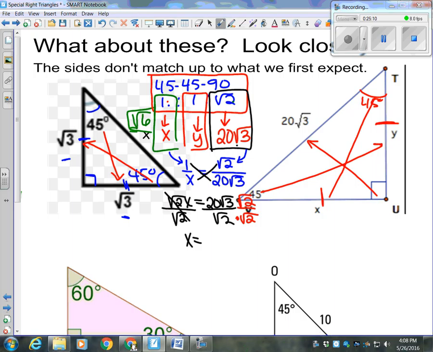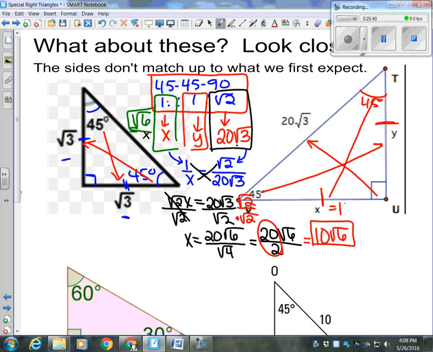Well, outside times outside, inside times inside, I have a 20. And square root of 3 times square root of 2 is square root of 6. On the bottom, square root of 2 times square root of 2 is square root of 4. Okay, let's keep going. There is no way to simplify square root of 6, so that's all I have. But the square root of 4 does change into a 2. So square root of 4 is 2. I can actually resolve this. So 20 divided by 2 is 10, and the square root of 6 is there too. My x and my y both turn out to be 10 square root of 6.